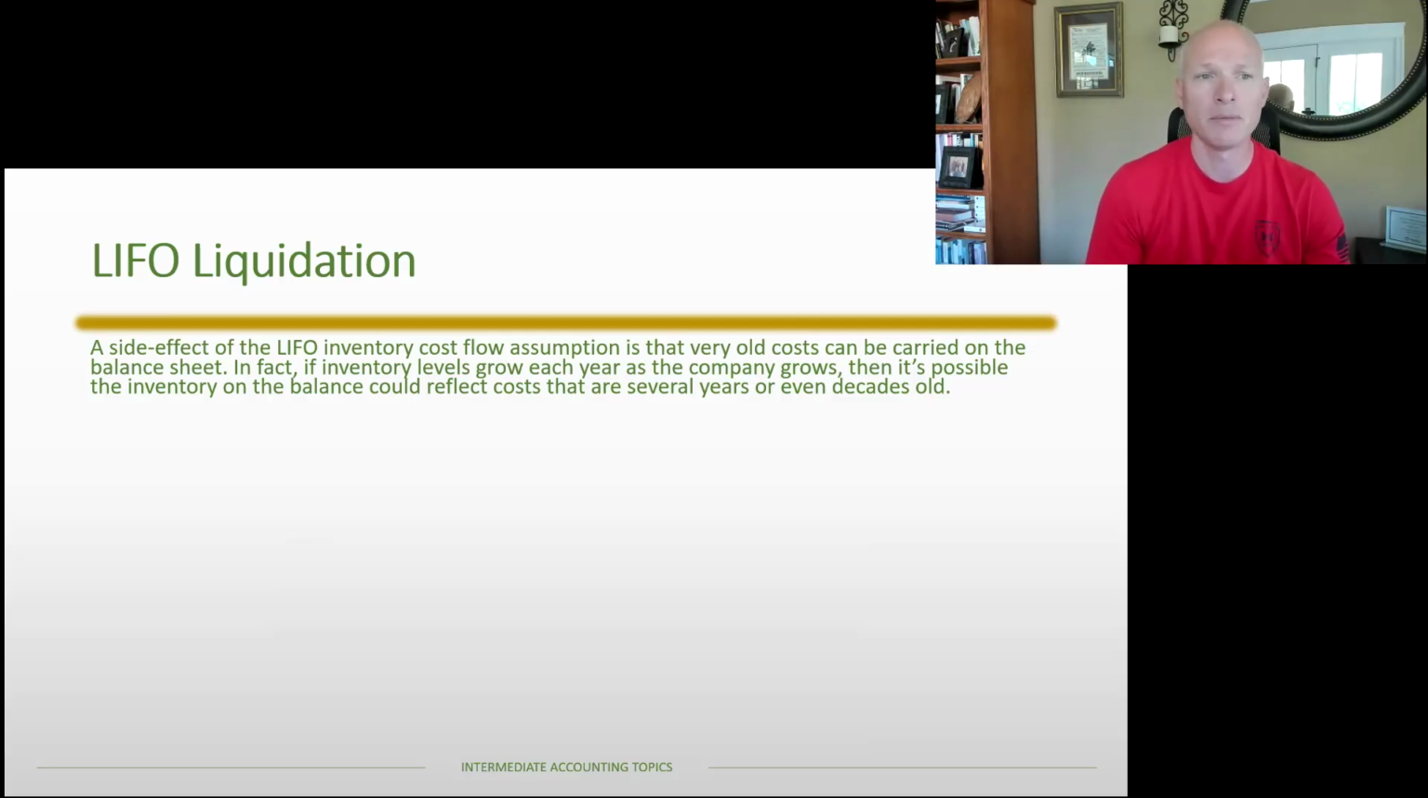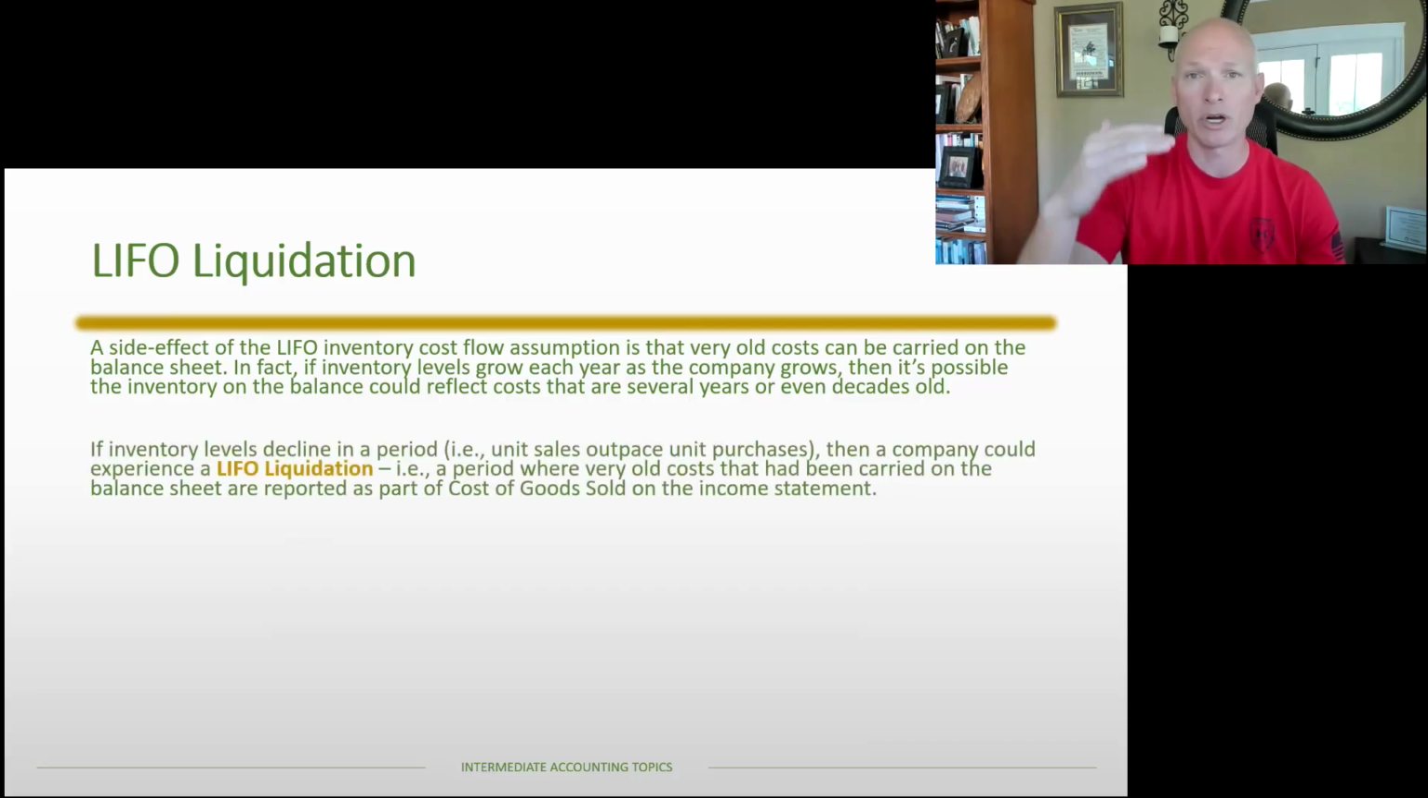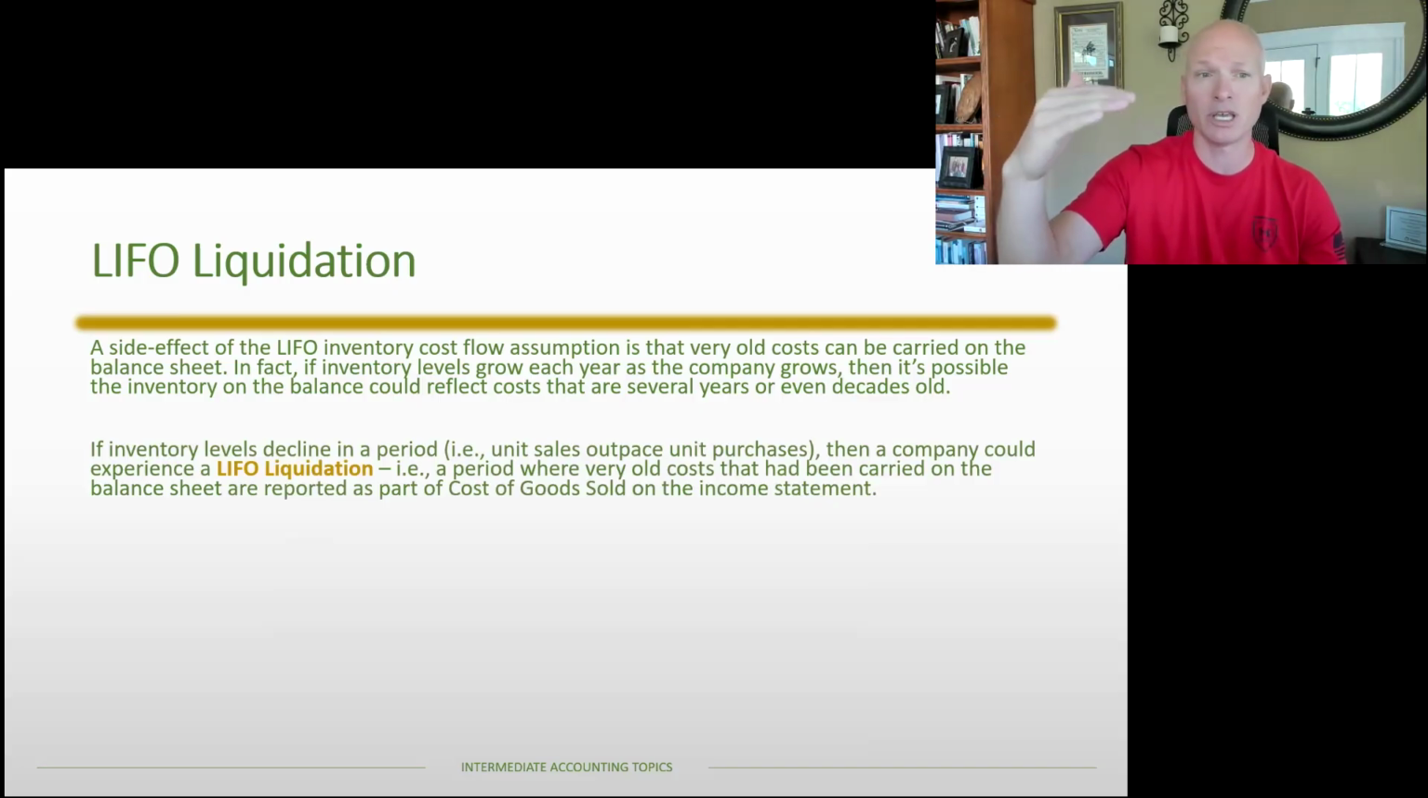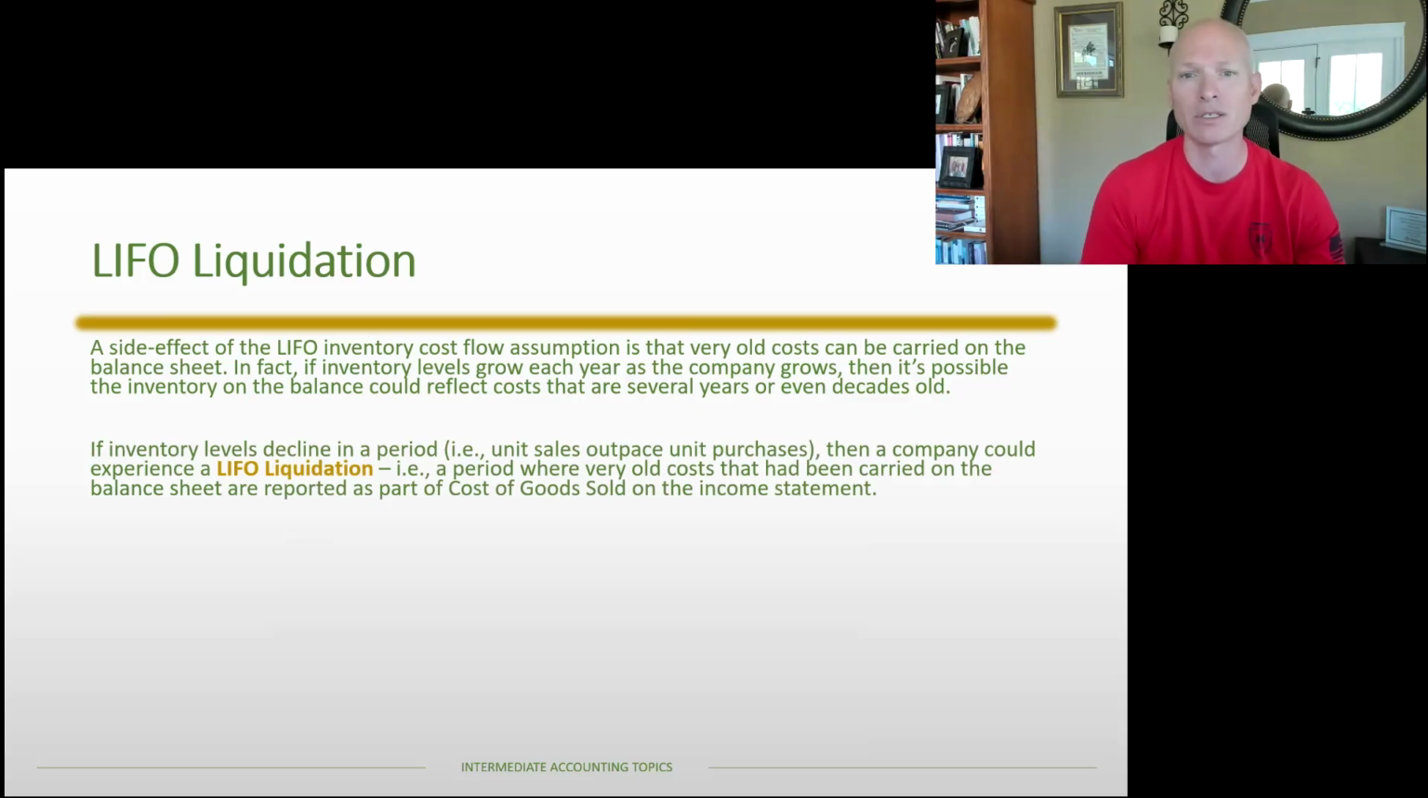With a LIFO liquidation, that's a situation where that doesn't happen, where your sales outpace your purchases, and you have a large decline in your physical inventory balance. That's called a LIFO liquidation. We need to understand what happens when you have one. This is going to be similar to the LIFO reserve, where I'm going to go through some calculations and show you how the math works. But for the test, I'm more concerned that you understand the concept. What's the issue going on with the LIFO liquidation? Why does it occur? What's the impact on the financial statements? How might investors deal with that?